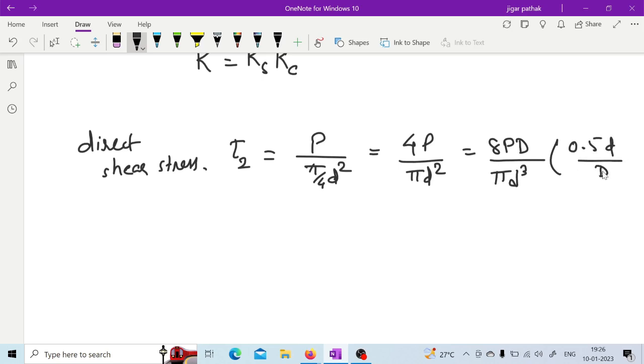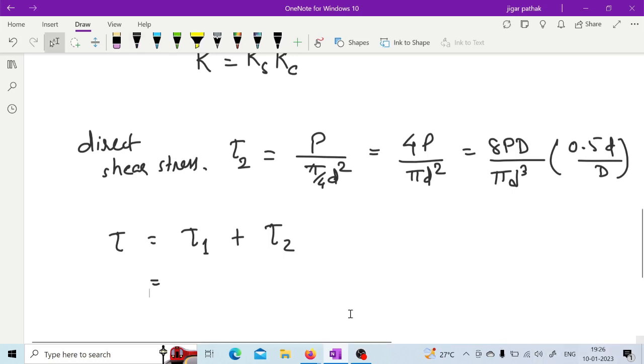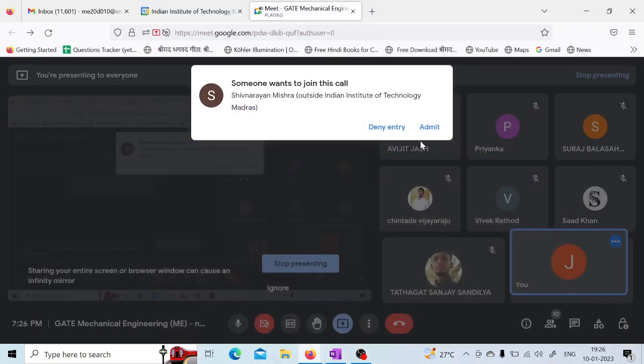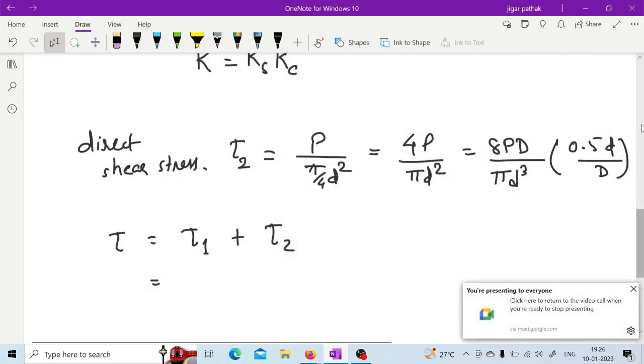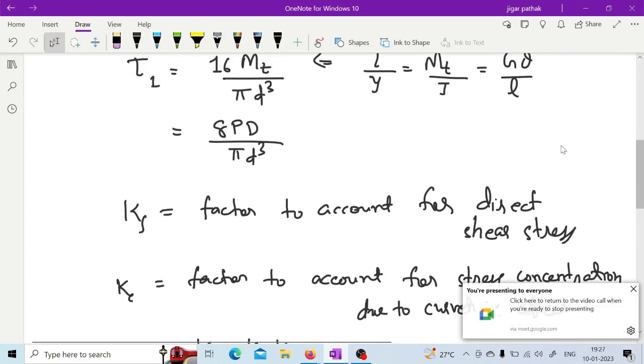into 0.5 d by D. So basically here we have multiplied and divided by this capital D and small d, and similarly 2, right? So by multiplying and dividing it by 2 capital D and small d, you will get it in this form. Why we have done this? Because in order to calculate the total shear stress, we need to add tau 1 plus tau 2, and as you already know, tau 1 we have derived as this 8PD upon pi d cube, right?